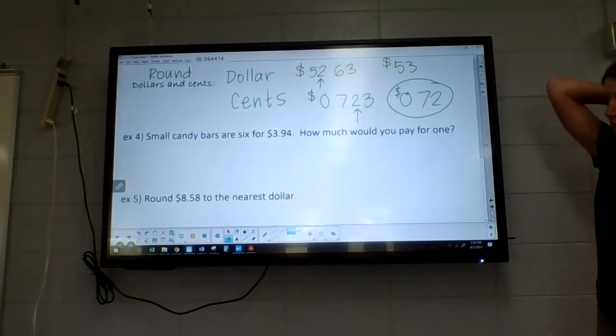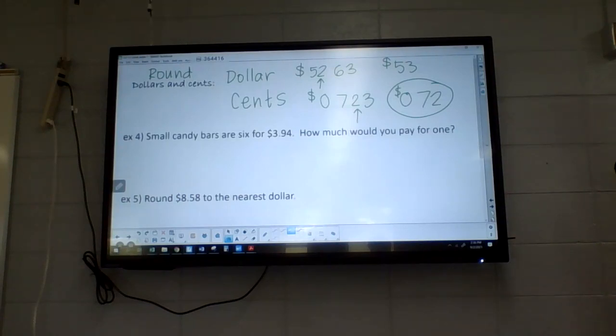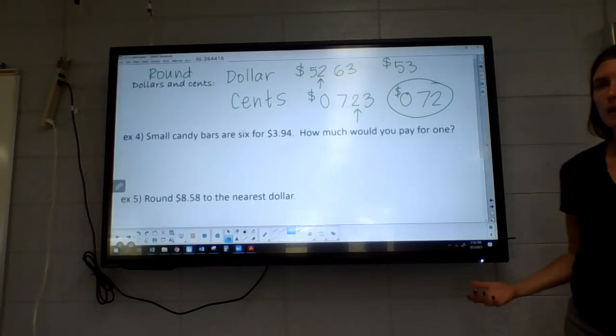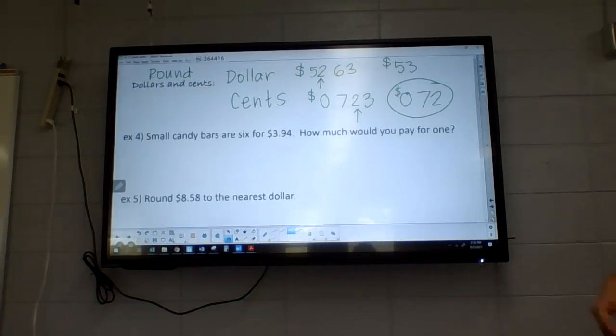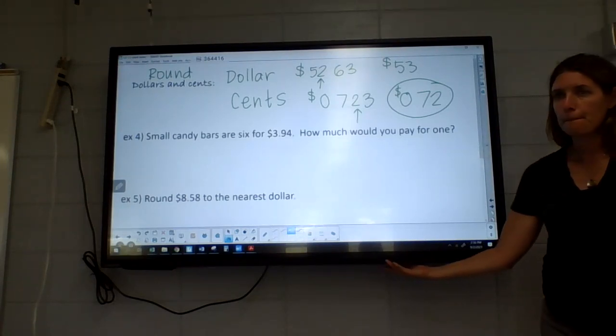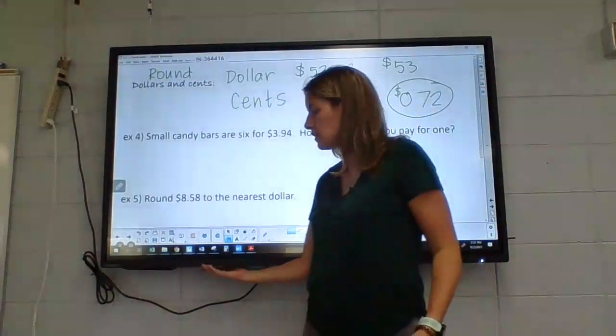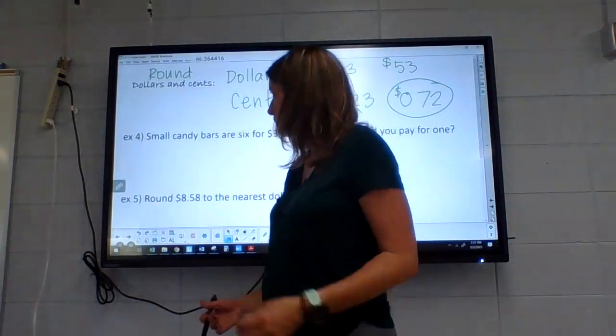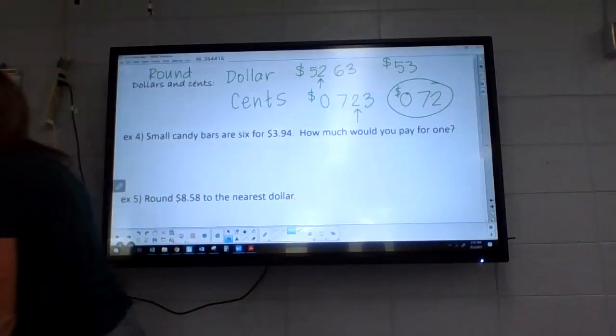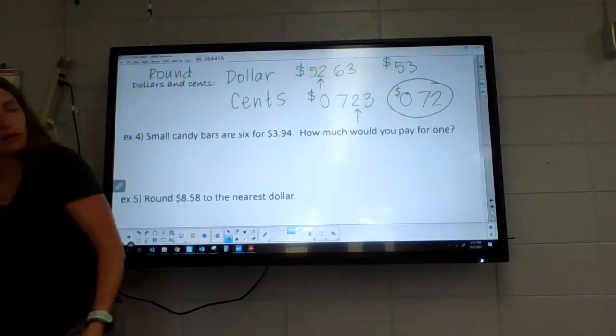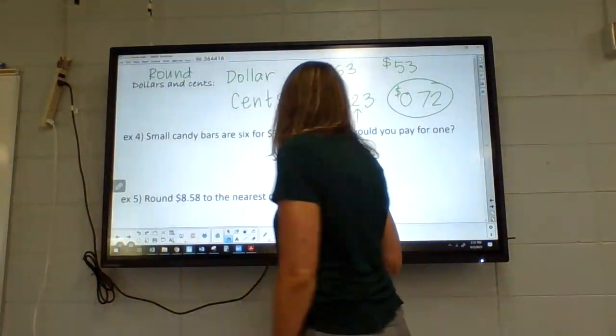So it says small candy bars are 6 for $3.94. How much would you pay for one? So there's 6 for $3.94. How much would you pay for one? How would you guys figure that out? Yeah, go ahead, Clayton. You divide 3.94 by 6. Yeah, so you're going to divide it 6 ways. We're only wanting one, so we're going to divide it by 6.